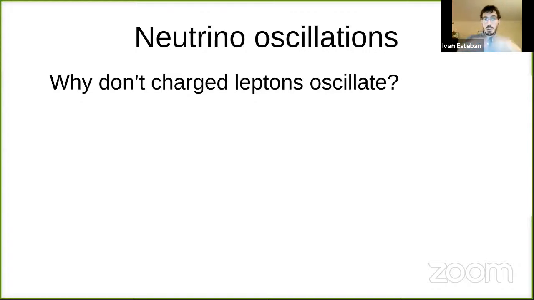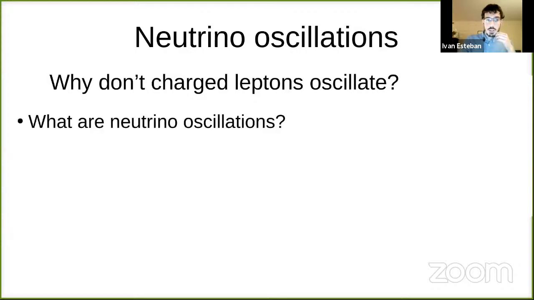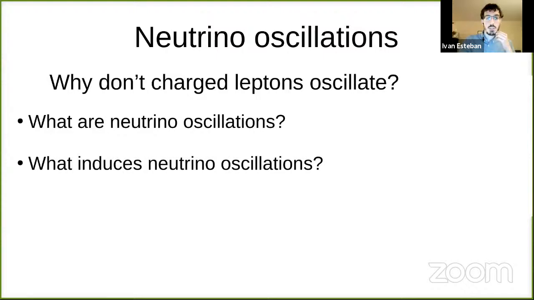So imagine that I prepare a muon beam. Why doesn't it transform into electrons after traveling for a long distance if muon neutrinos transform into electron neutrinos? Okay, so the first tip to help in thinking about this problem is: what are neutrino oscillations? And in particular, what induces neutrino oscillations?